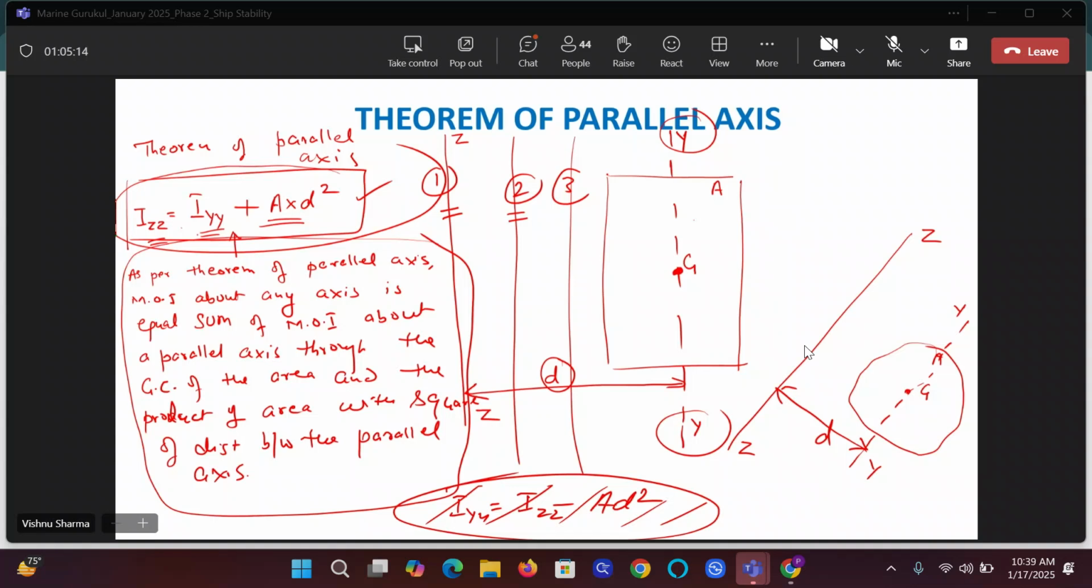Okay, please don't make that mistake of thinking that because the axes are parallel, you apply parallel axis. No, in theorem of parallel axis, if you read what I have written, it's sum of moment of inertia about a parallel axis through the geometric center or the centroid. So one axis has to pass through the centroid, otherwise theorem of parallel axis will not be applicable. Clear, class? Yes, sir.